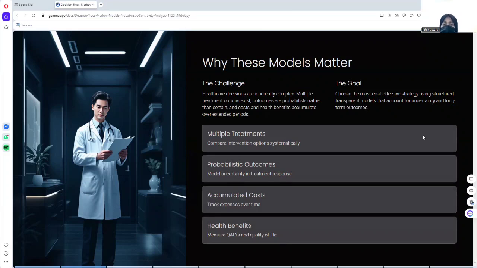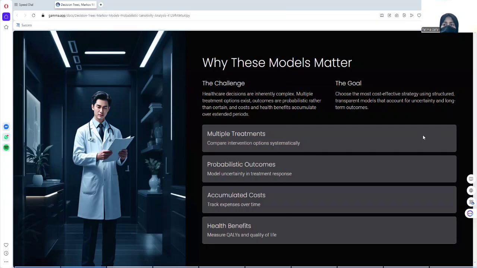Healthcare decisions are inherently complex: multiple treatment options exist, outcomes are probabilistic rather than certain, and cost and health benefits accumulate over extended periods. And what is the goal there? Choose the most effective strategy using structured, transparent models that account for uncertainty and long-term outcomes.